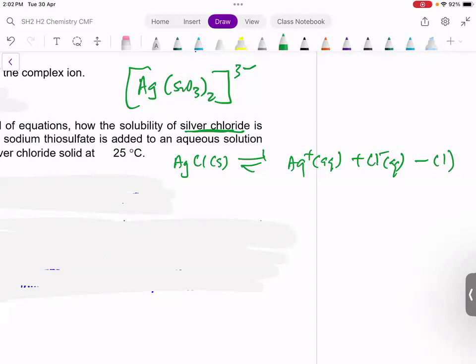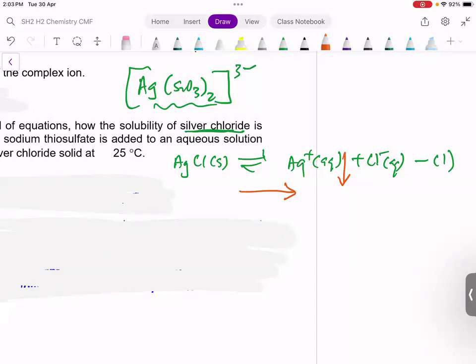So in this equilibrium, with the addition of thiosulfate, is Ag plus or chloride being affected? Which concentration is being affected? Ag plus, right? So with the formation of this soluble complex, your concentration of Ag plus will drop at that moment. If the concentration of Ag plus drops due to the formation of the soluble complex, the position of equilibrium for 1 will shift forward to partially offset that drop or decrease. So you will see silver chloride being more soluble as a result.